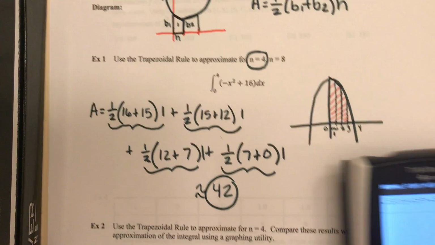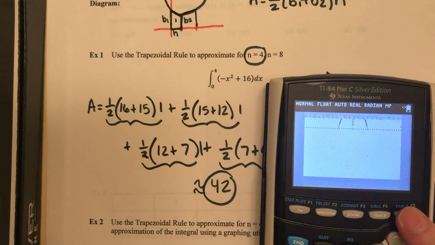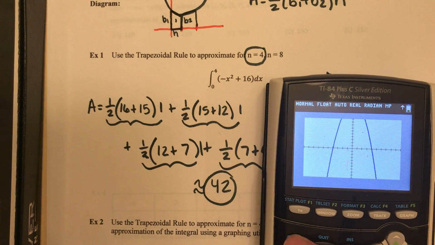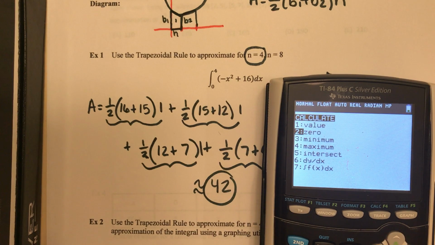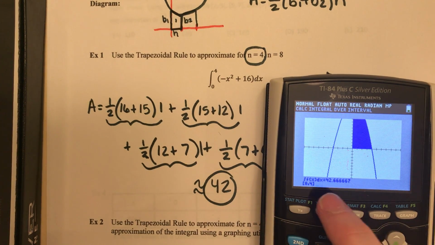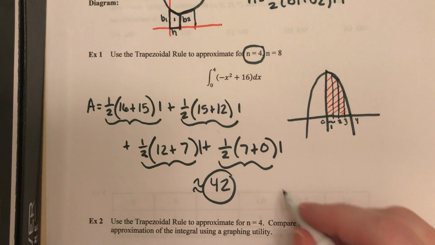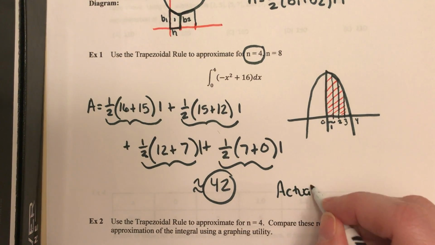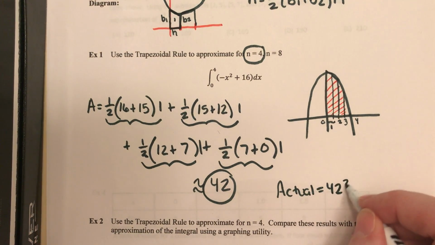Now, hopefully you remember that if I want the actual value, I go to my graph, and we're going to go to second trace. Number 7 is the integral, and that's an area. And you're going to tell it we want to go from 0. So lower limit, you're going to type in 0, press enter. And then upper limit, you're going to type in 4, press enter. It's going to shade that area. And the actual answer is 42.6 repeating. So I'm going to write that down. 42 2/3.